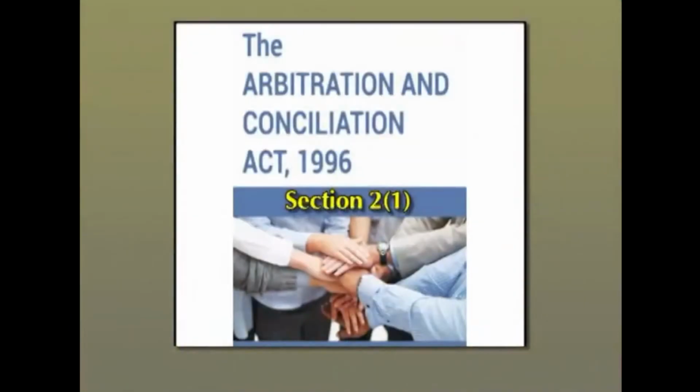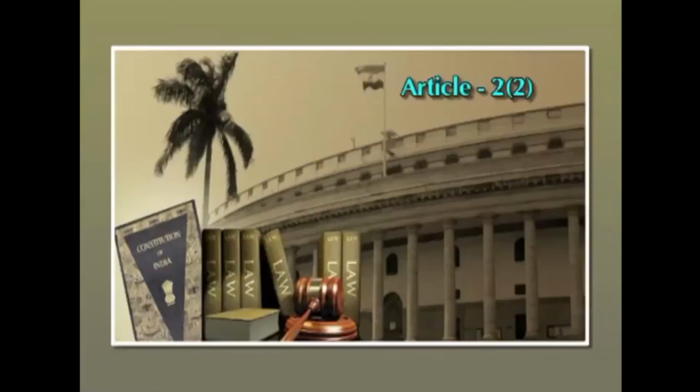Section 2, subclause 1 of Arbitration and Conciliation Act 1996 does not clearly define the term arbitration. It is the mirror image of Article 2, subclause 2 of UNCITRAL model law and states that arbitration means any arbitration, whether or not administered by a permanent arbitral institution. It indicates that the Act applies to pure ad hoc arbitration and to any type of administered or institutional arbitration.